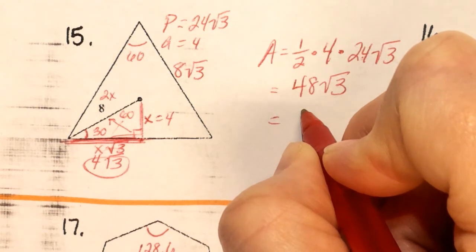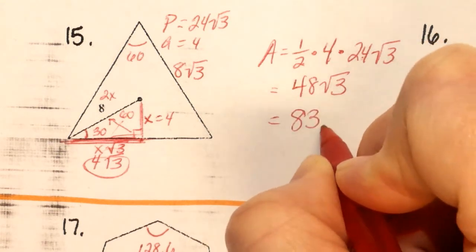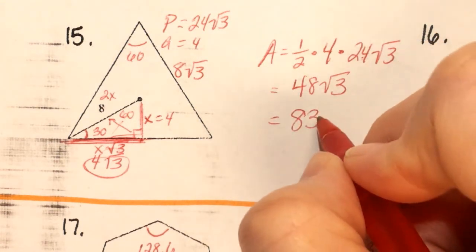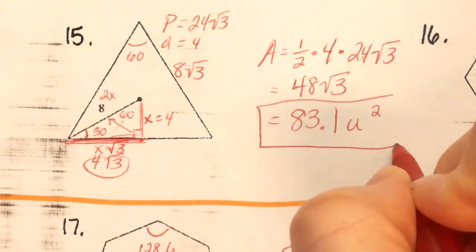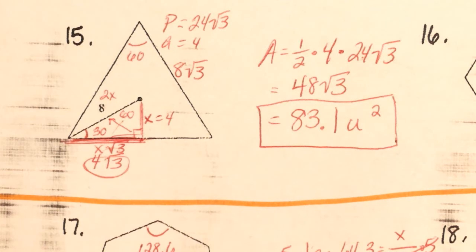41.3. What's after the 1? 3. Yep, then 83.1 is right. And then there's no units, so just put units squared. So that was a good one to pick because in here we hadn't done one that we didn't have to do trig yet.